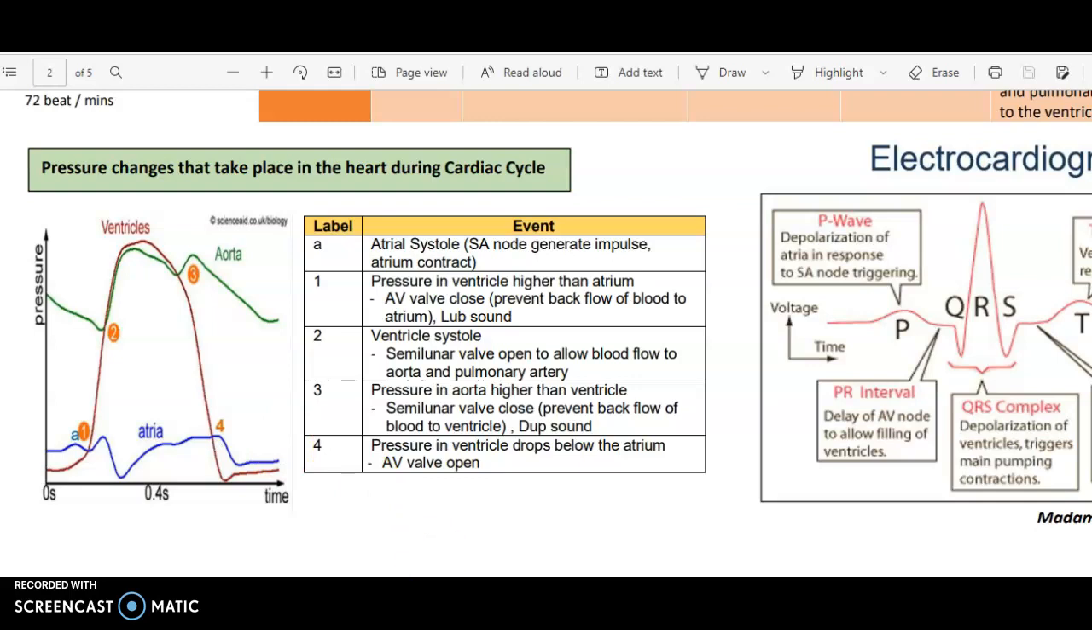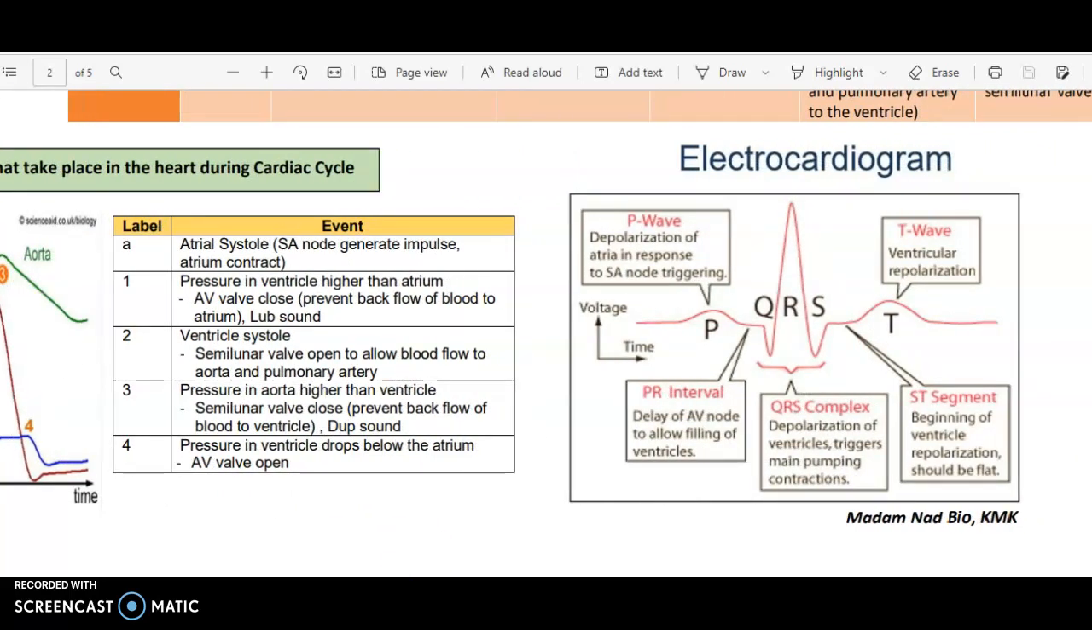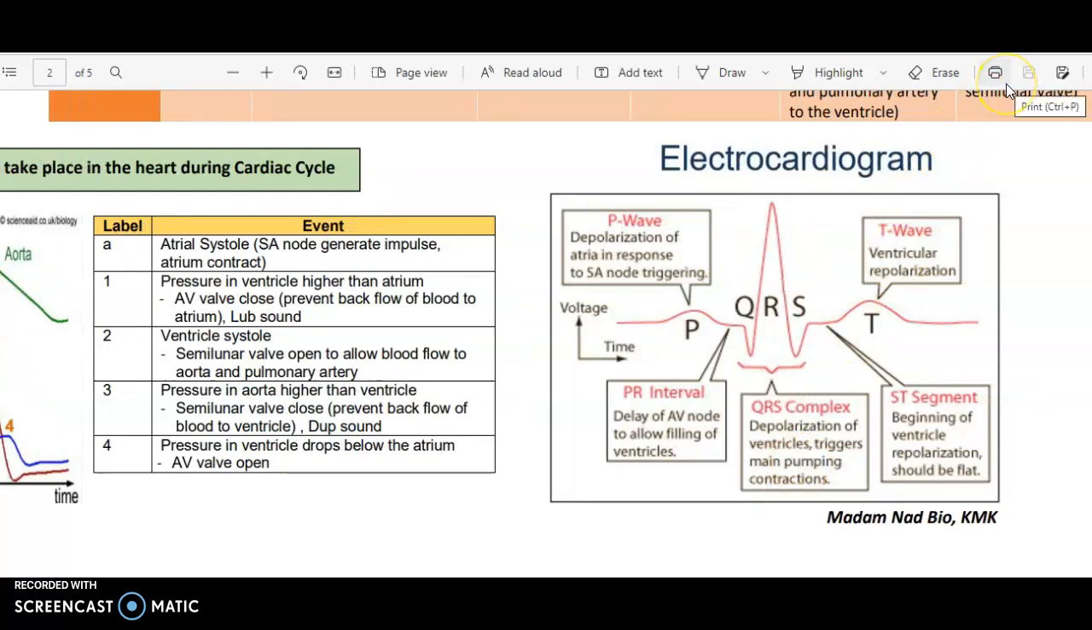Next is about the ECG, the electrocardiogram, which records the impulse generated by the SA node. This ECG has the P wave, QRS wave and T wave. There are 3 important parts: P wave, QRS wave and T wave. So the P wave indicates depolarization of the atria, or the atria are depolarized.